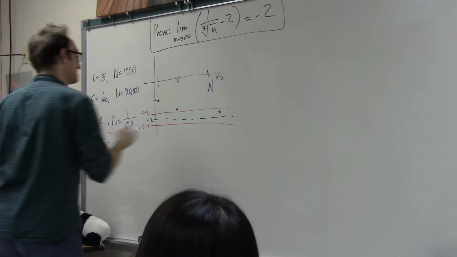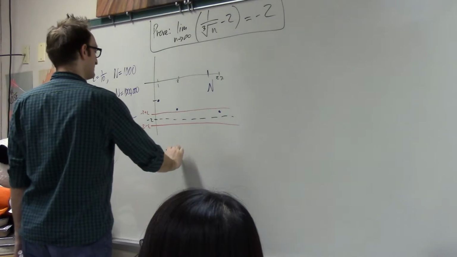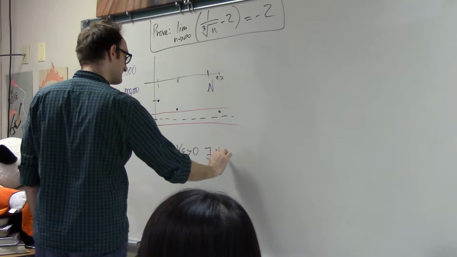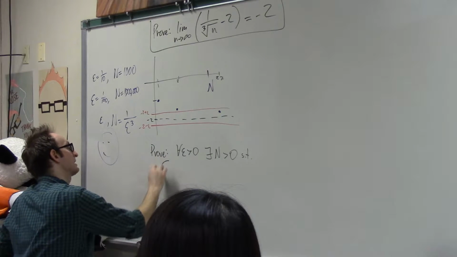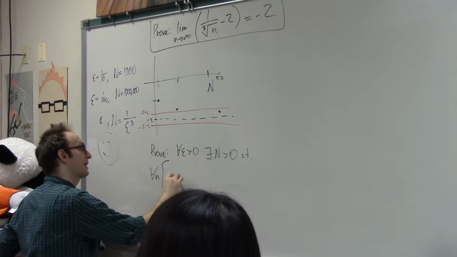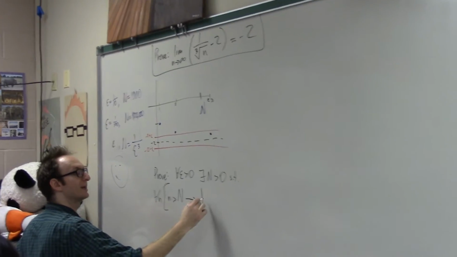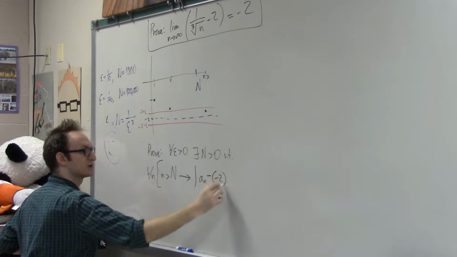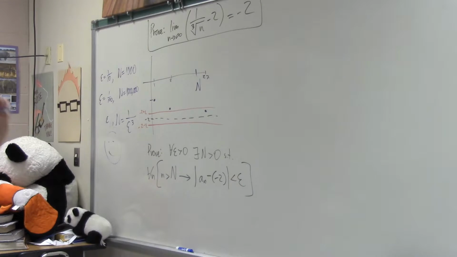Okay, so I'll just write out what it is that we need to prove, because I made you do it, so I'll do it too. We need to prove that for all epsilon greater than 0, there exists an N greater than 0 such that for all little n, if I go out past big N, then the difference between the nth term of my sequence and -2 will be less than epsilon. That is what I have to prove.